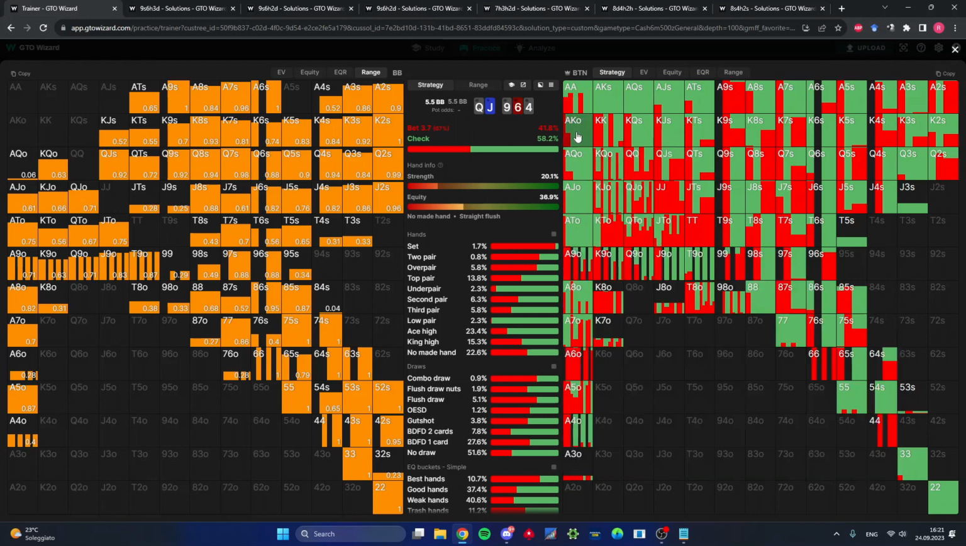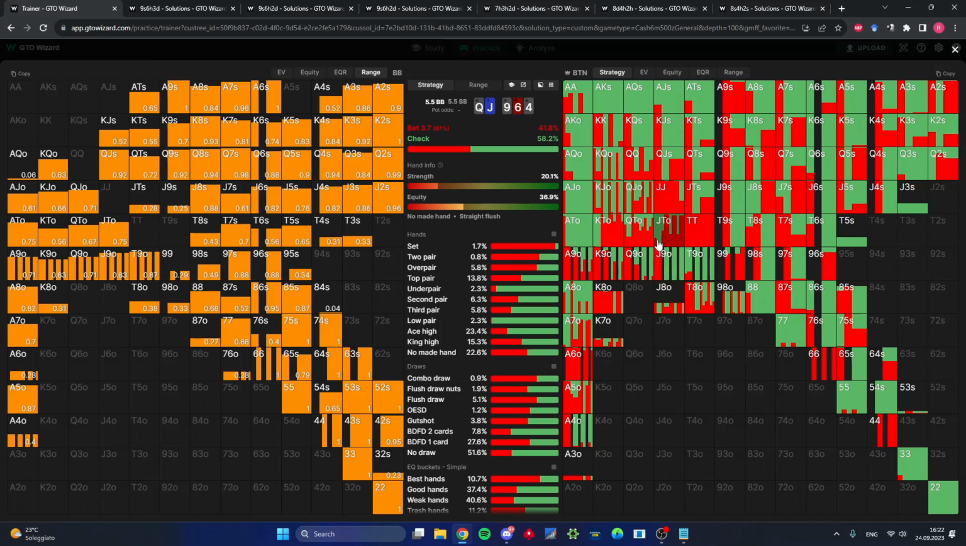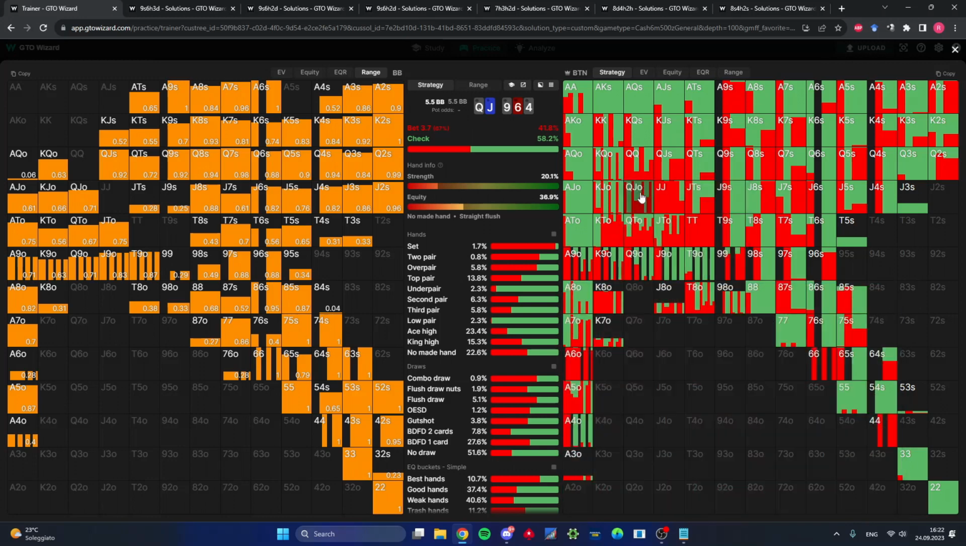Same with the king queen, same with the ace king. So here the heuristic applies, but apparently with the queen jack here, it doesn't really work that way. Maybe it's the solver trying to balance it out in this case. Maybe there's something that I'm missing. So if somebody in the comments can figure that out and let me know, I'd appreciate it.